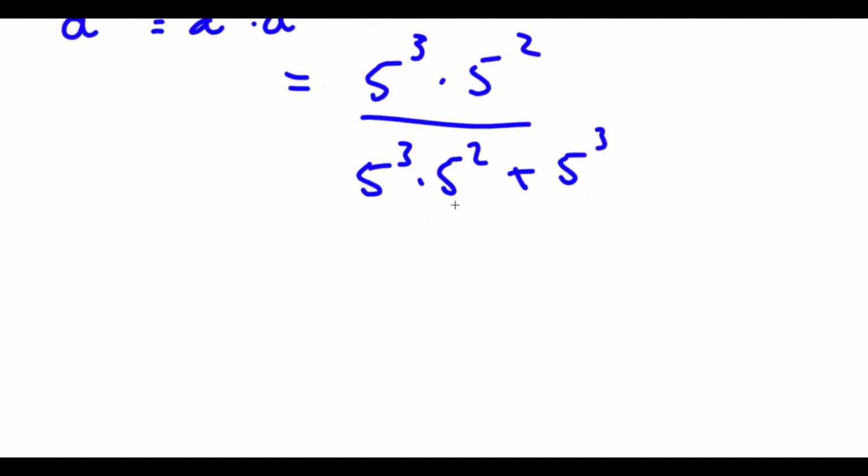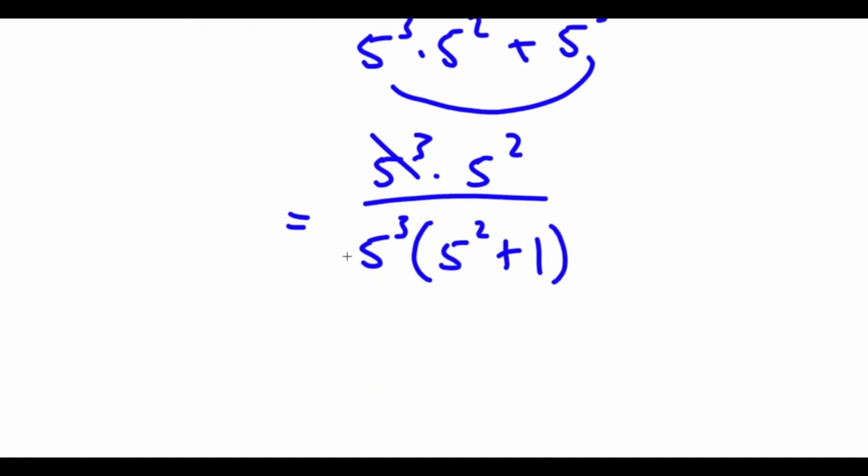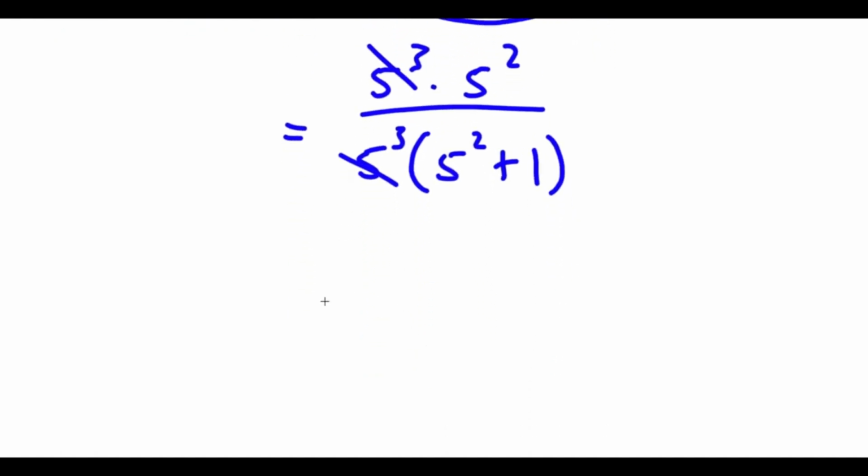Now, for our denominator, because both terms here have 5 to the power of 3 in them, I'm going to factor out 5 to the power of 3. So now I have 5 to the power of 3 times 5 to the power of 2 plus 1. Now these two 5 to the power of 3's can simply cancel out. So I'll be left with 5 to the power of 2 over 5 to the power of 2 plus 1.